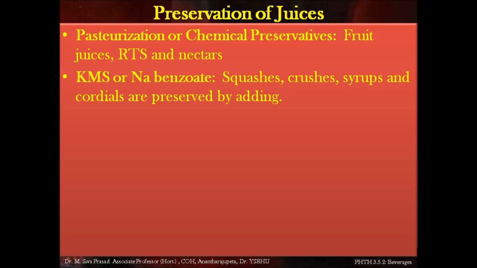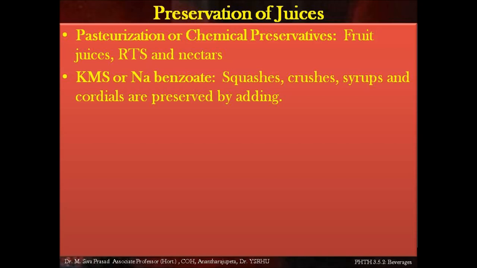Basically all these fruits and vegetables are highly perishable. Once you extract the juice, it gets fermented or spoiled so easily. So how to prevent it from getting spoiled? If you keep it for longer periods of time, it gets spoiled and cannot be consumed. But how can these juices be preserved for longer periods of time without undergoing any kind of spoilage? It can be done by using different chemicals or by heating them, and we have seen this in the principles of preservation.